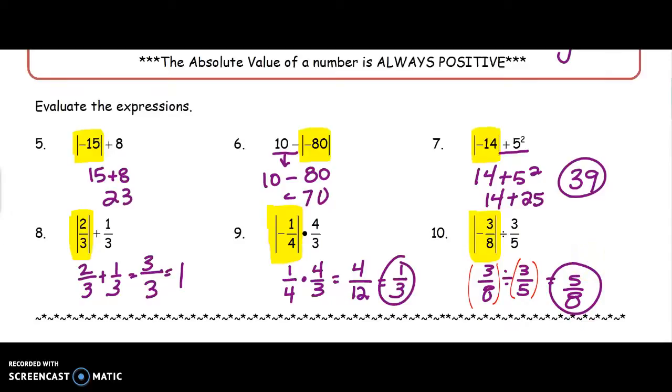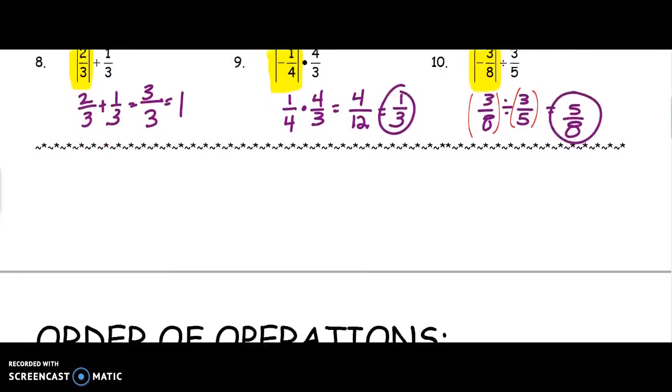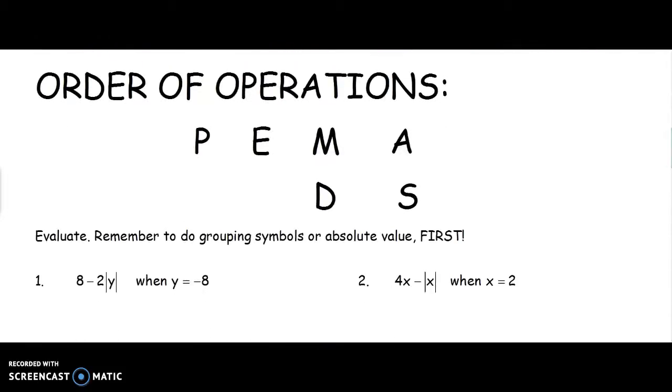Five-eighths is your answer. Now that was absolute value. We're going to add in order of operations. So if you remember order of operations, it's parentheses, exponents, multiplication, division, addition, subtraction.